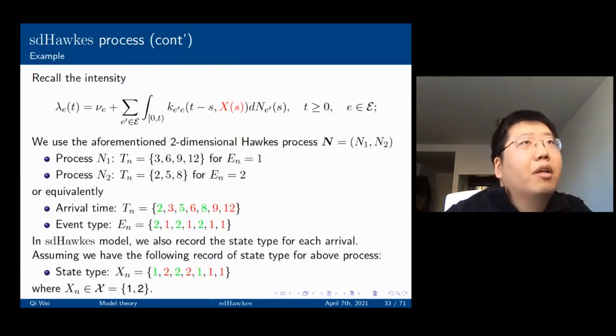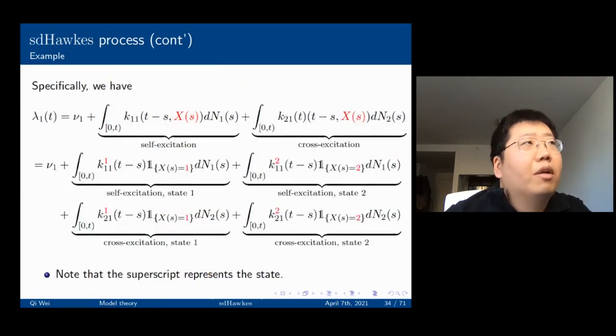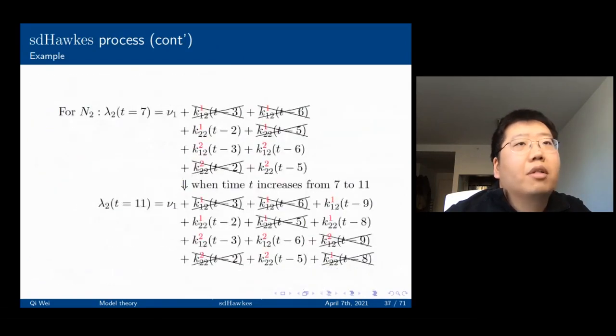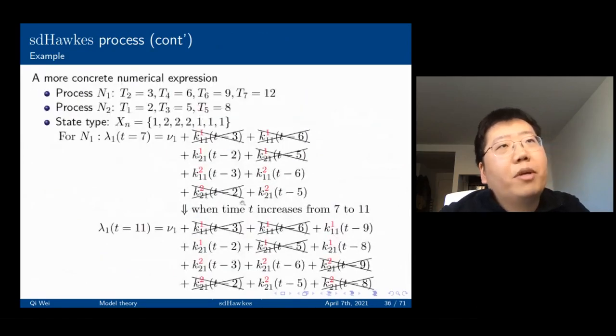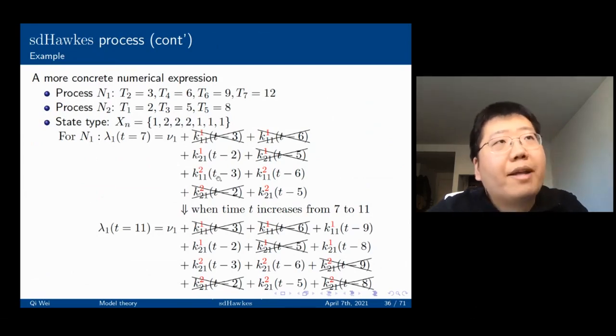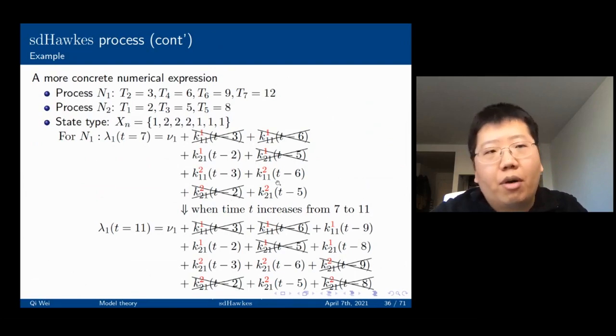Okay, here's another example to show how the state-dependent Hawkes is computable. I think we can skip this part. Something I want to mention is that, as you mentioned, the kernel depends on the current state, but it does not necessarily mean that we need to double or triple the number of kernels. We just need to make a selection.